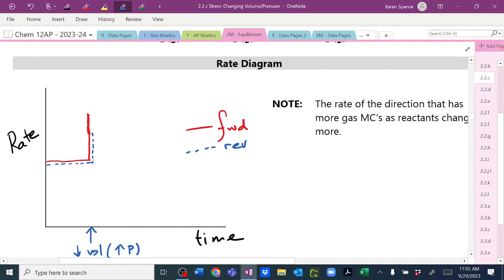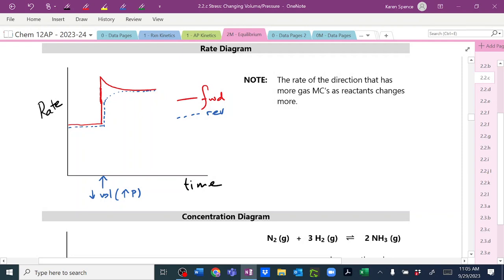And then what happens? One goes down and the other goes up. And they meet kind of in the middle somewhere. Yeah. Okay. And I'm going to make that even bigger so I have an easier time drawing it. Okay, so there's our rate diagram.